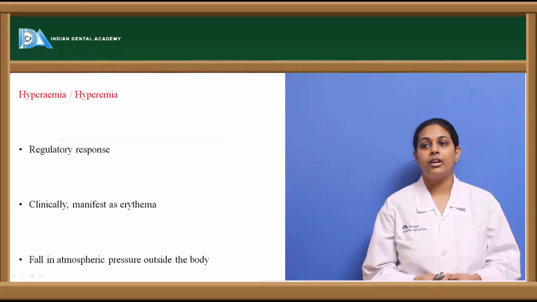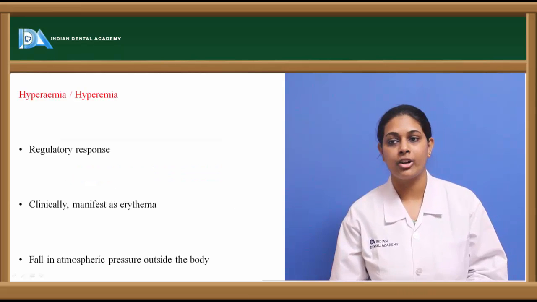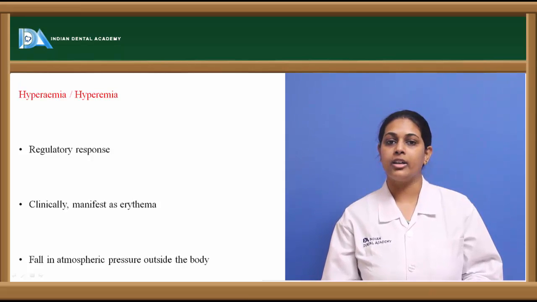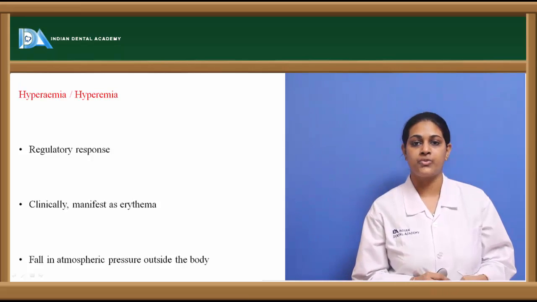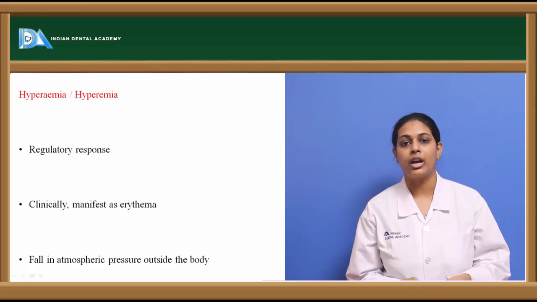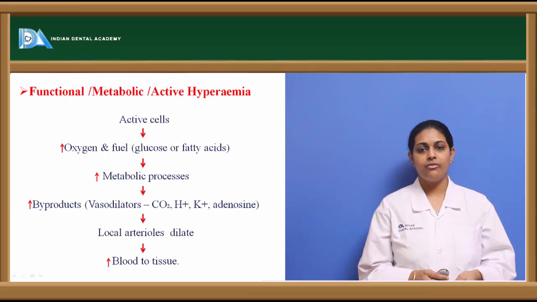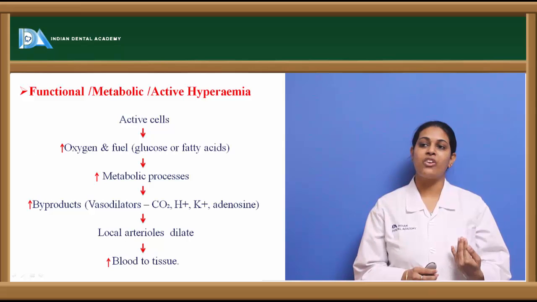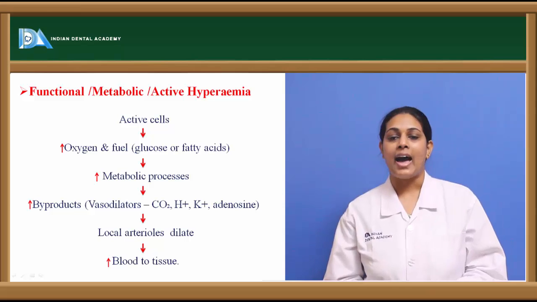Coming to hyperemia, it is a regulatory response. Usually clinically we see it manifests as erythema, and it is usually because of the fall in the atmospheric pressure compared to the outside body. And functionally, it can be classified into two types. First one is a functional metabolic, otherwise known as active hyperemia.